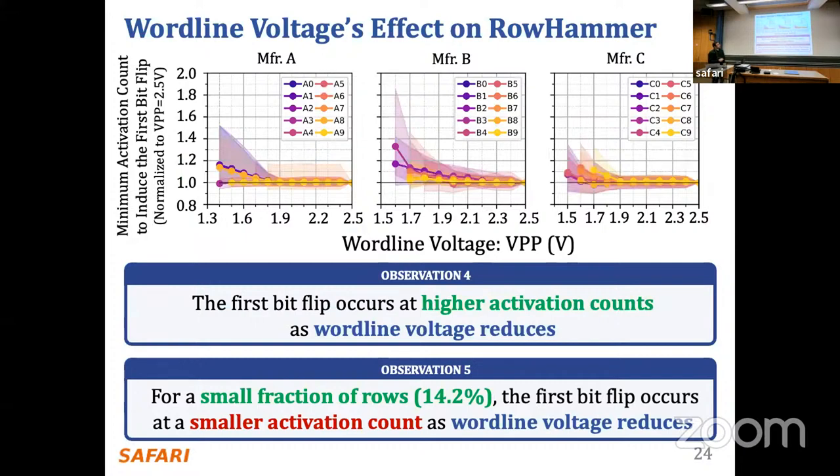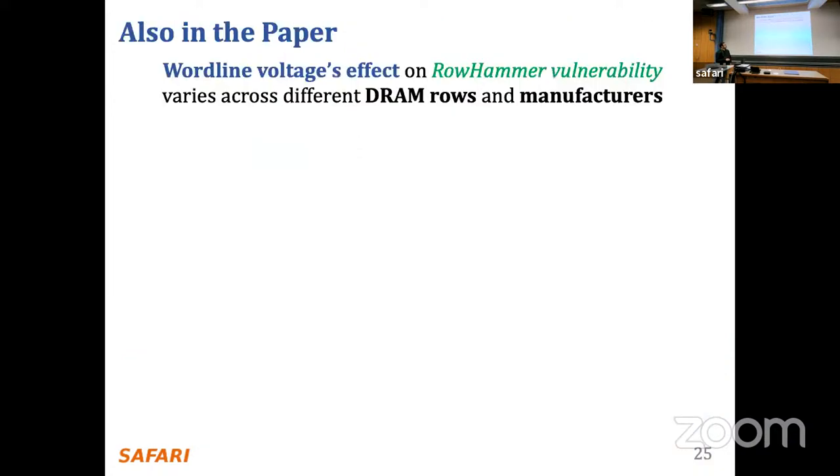Again, when we look at modules from all three manufacturers, we see the same trend. And we conclude that RowHammer vulnerability reduces. So we have more analyses regarding this in the paper.